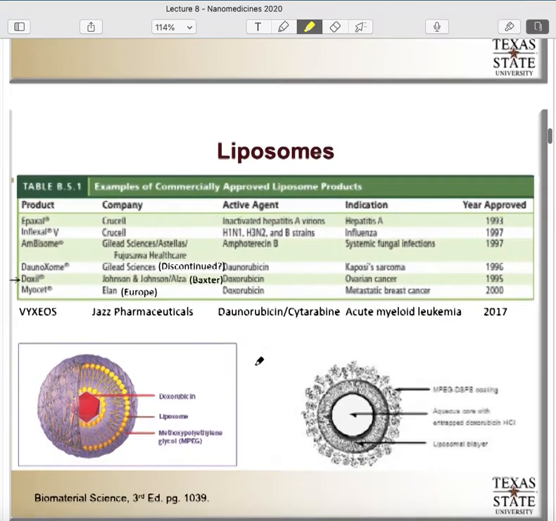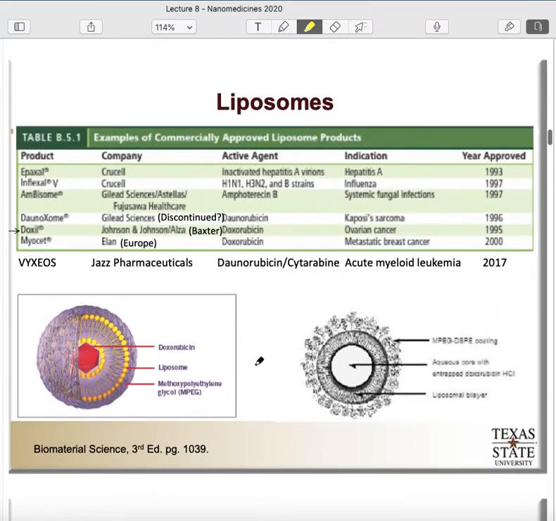All right, so there have actually been several formulations of liposomes that have been approved by the FDA. Some of them are listed here. The only one that I really wanted to talk about was Doxil. So Doxil is a liposome that is utilized for cancer therapy.